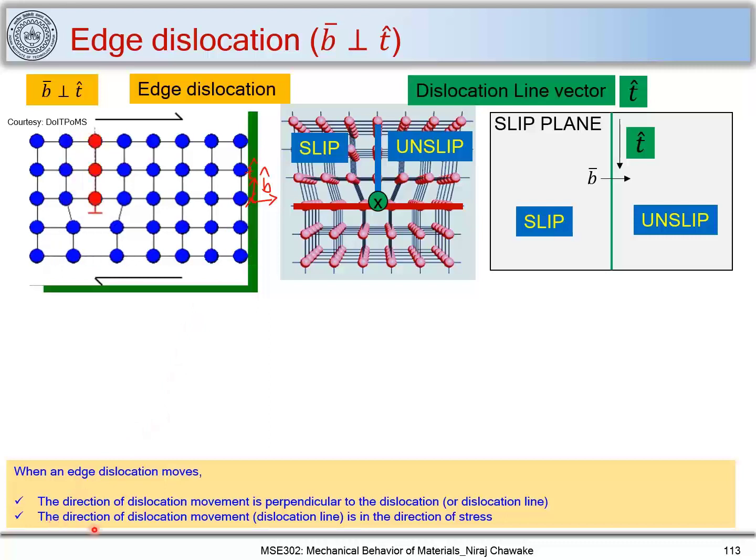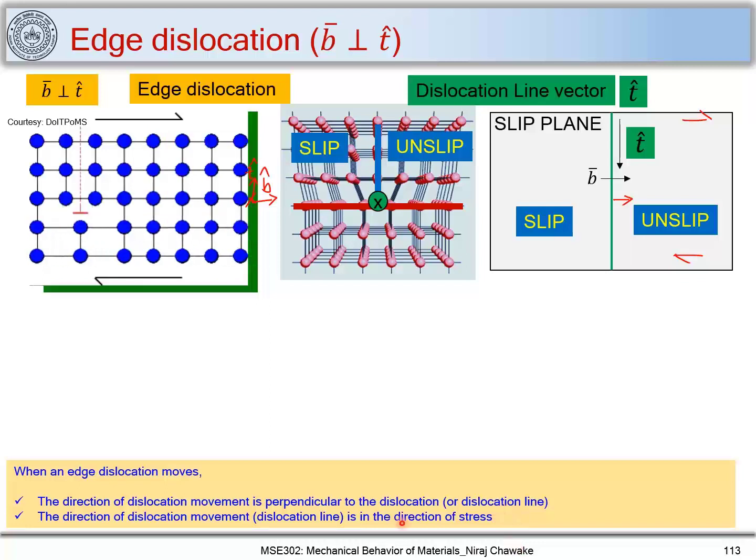Another important observation: the direction of dislocation movement is in the direction of stress. So when I apply a shear stress in this fashion, this dislocation line will move from the slipped region to the unslipped region. Let me mark it here. So we have shear stresses acting like this. So the movement of this dislocation line will be in this fashion only. The dislocation movement, that is, the dislocation line, is in the direction of stress.